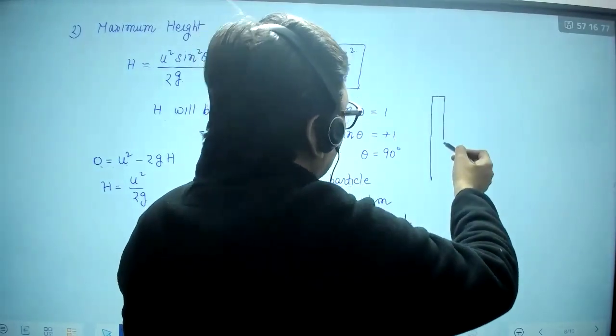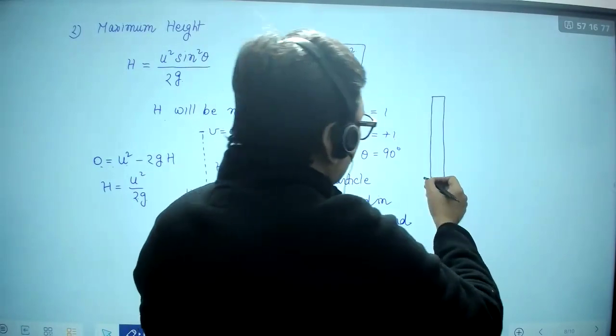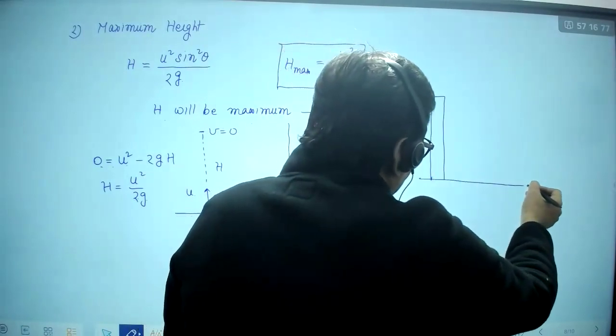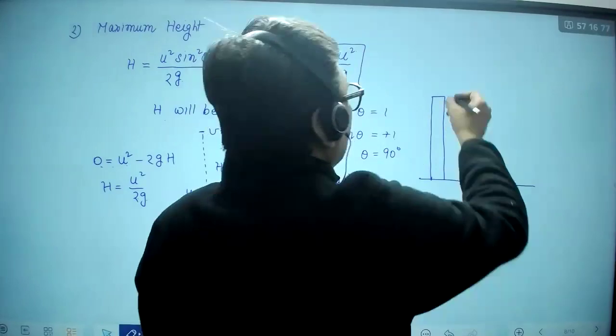When we are throwing, I will discuss it after one or two classes. Okay, so the question is this. Try to solve it. You can try to solve.